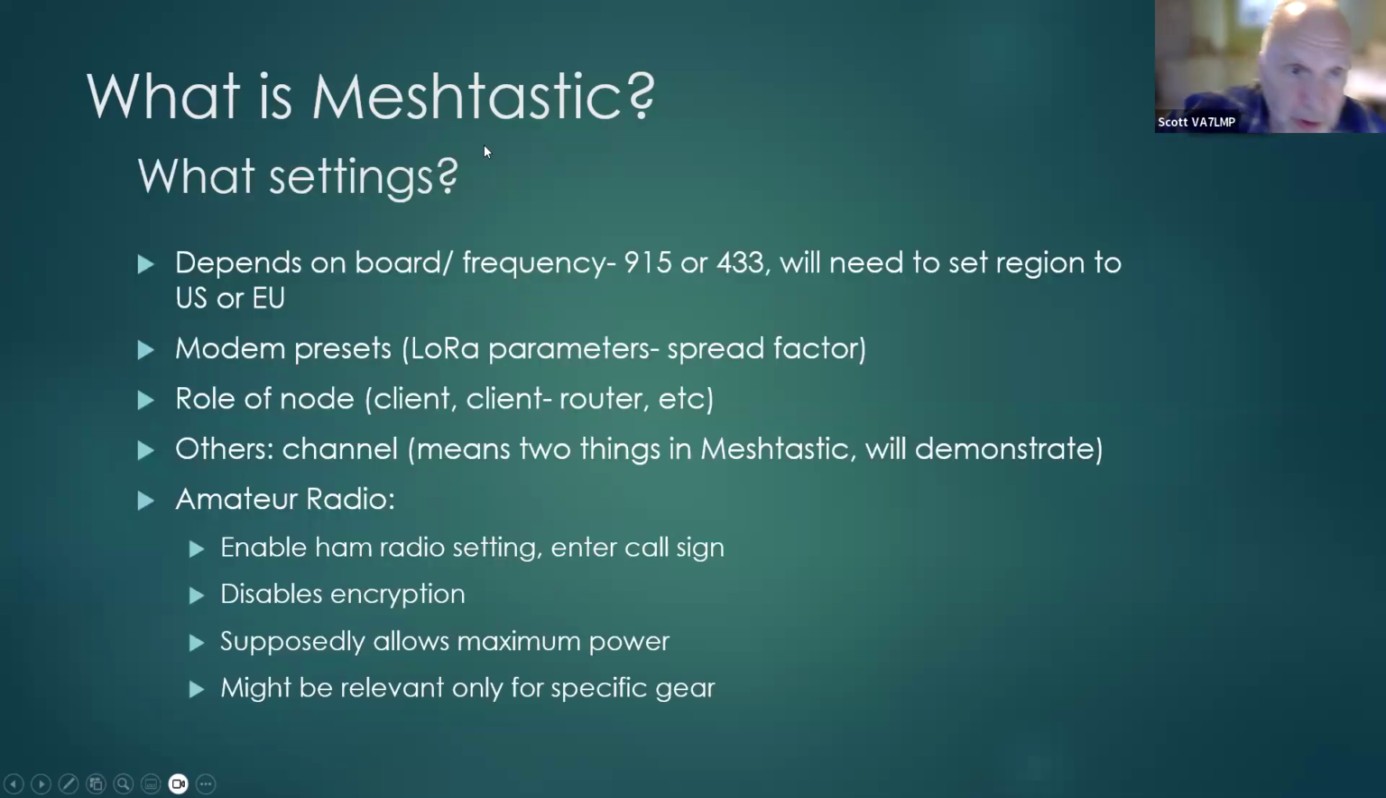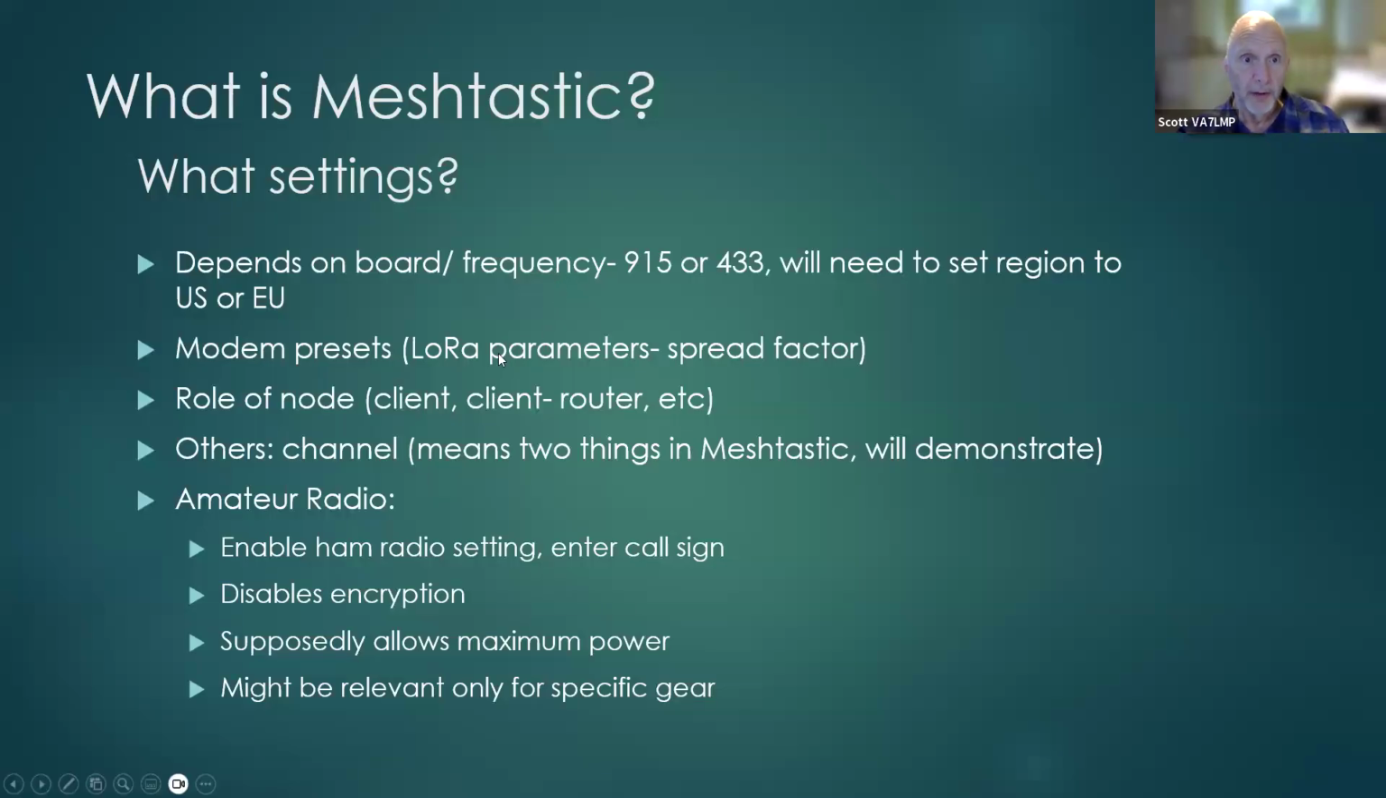So what settings do you have to adjust on your device? Well, it depends on the board. For reasons I'll get into later, we've stayed with the 915 or the 33 centimeter boards. You'll need to set the region to either US or Europe. That's just shorthand: in region 2, our ISM band is 902 to 928. So Canada, US, Mexico, I think part of South America, we're all 915. Europe uses 433. The reason I put it up there is it's conceivably an option for hams because we can access that part of the spectrum, right?